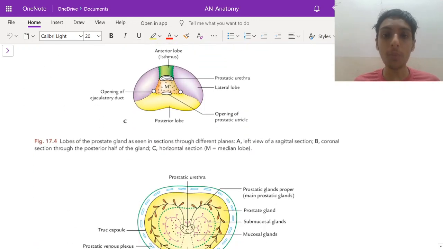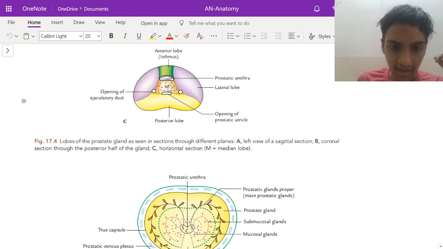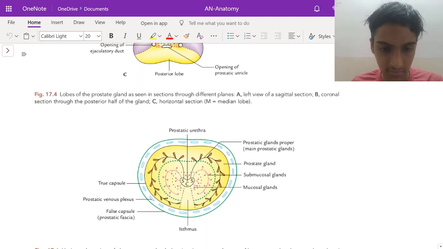Coming to the different lobes of the prostate gland, 4 lobes are there: anterior, posterior, lateral and medial. I'll give you a small mnemonic to remember: PALM, the palm lobes. Posterior, anterior, lateral, medial. And the openings also are very important. We have the prostatic urethra and the utricle. This is the opening for the ejaculatory duct.